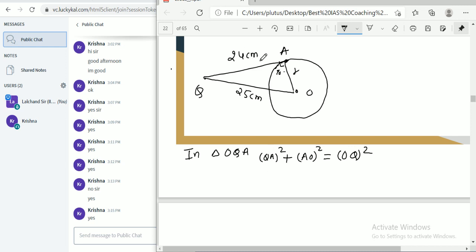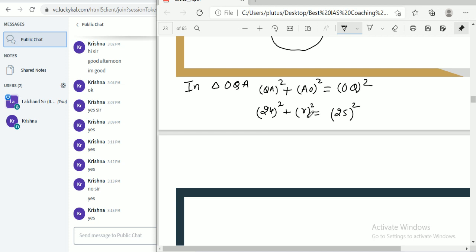Okay. So if we substitute the value of all these sides, what is the value of QA side? QA side is 24 centimeters. So 24 square. What is the value of AO? AO value is R. So that is R square. And this is equal to 25 square, isn't it? So if we simplify this equation, finally we have, what is the square of 24? Square of 24 is 576 plus R square, and 25 square is 625, isn't it? So again if we simplify 625 minus 576, can you tell me what is the difference between these two numbers?